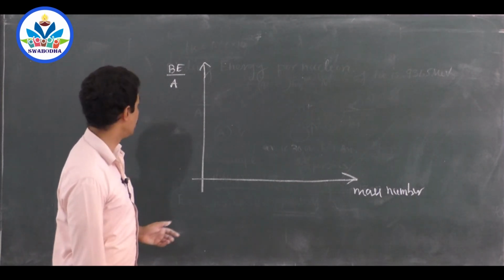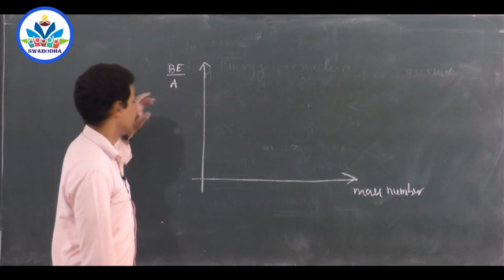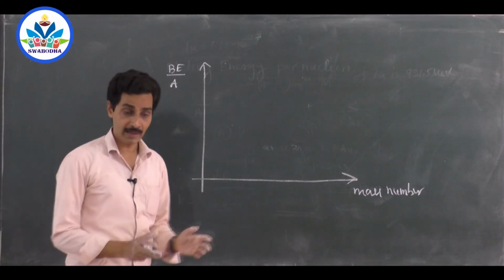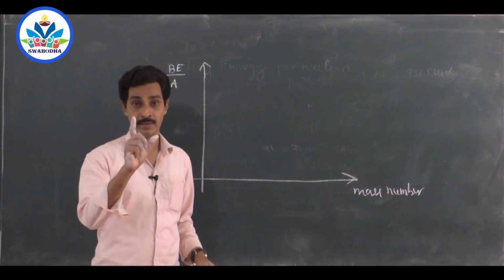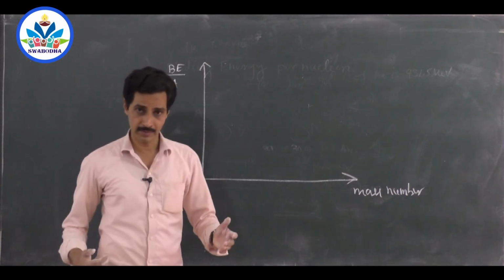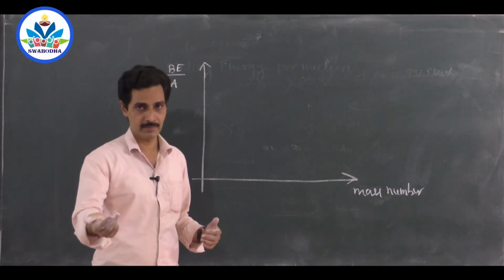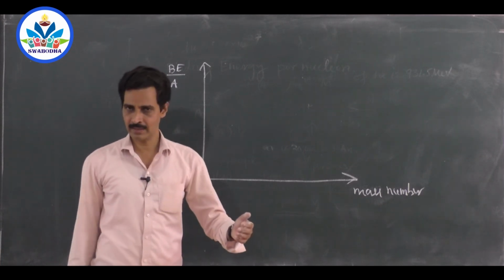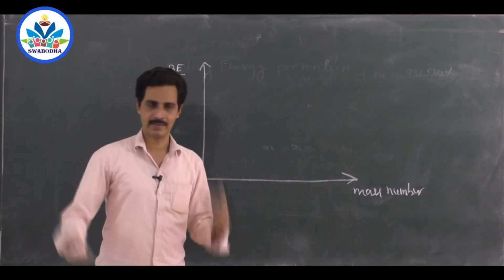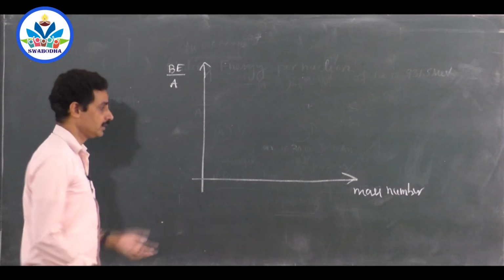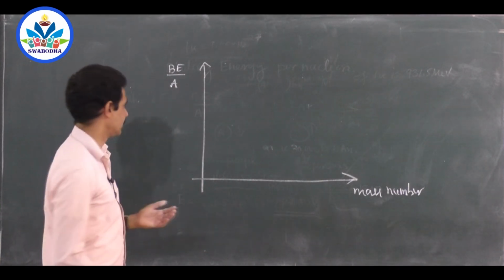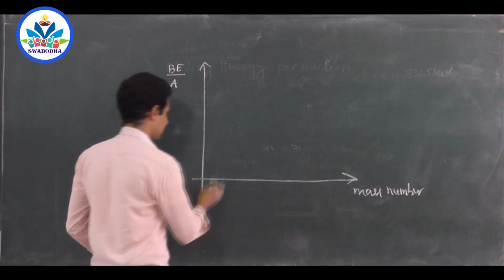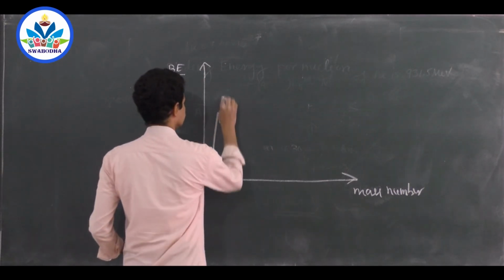So, a graph plotted with the binding energy per nucleon. That means in carbon there are 12 nucleons, so total binding energy by 12. In nitrogen there are 14 nucleons, 7 protons, 7 neutrons, so total binding energy by 14. Similarly for different elements, right? So binding energy per nucleon by mass number, with mass number on the x-axis. If you plot a graph, it will be like this.